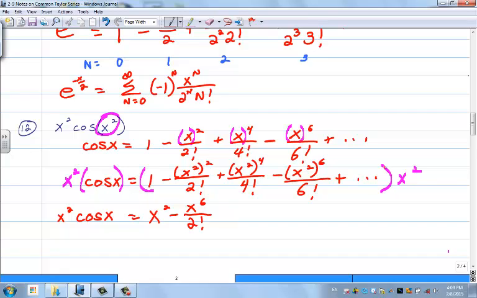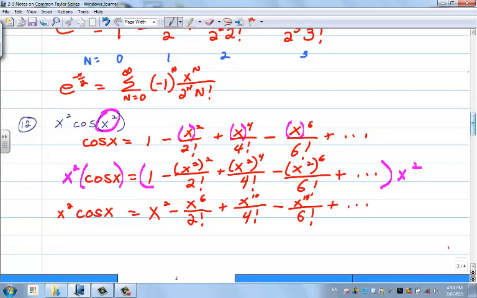And then the next one is going to be x squared to the 4th, which is x to the 8th, and then times x squared. So we add 2 to the exponent, we get x to the 10th over 4 factorial. And then minus x to the 12th, and then you've got this 2 squared over here that gets added, so it's x to the 14th over 6 factorial. And then plus, and it continues.